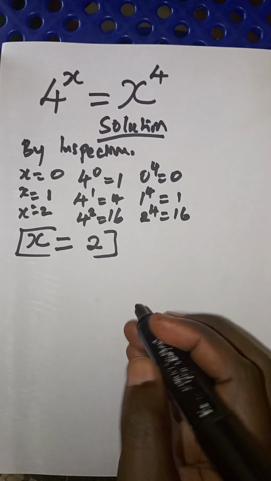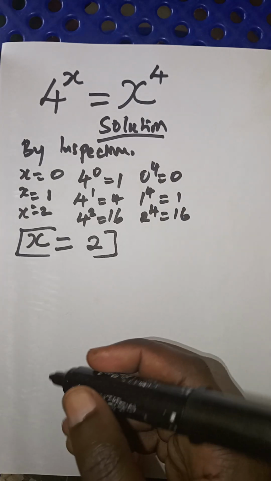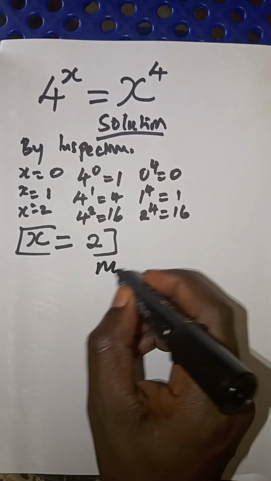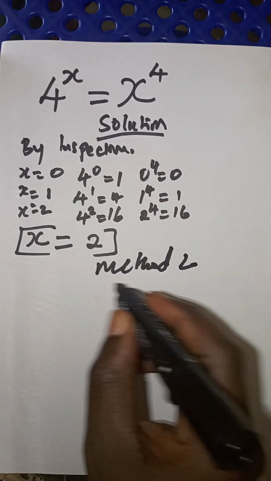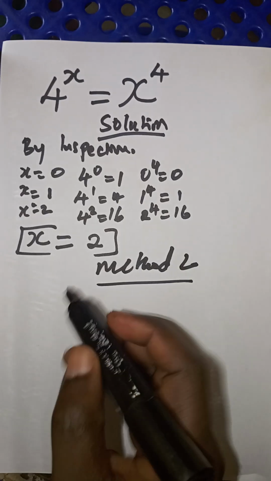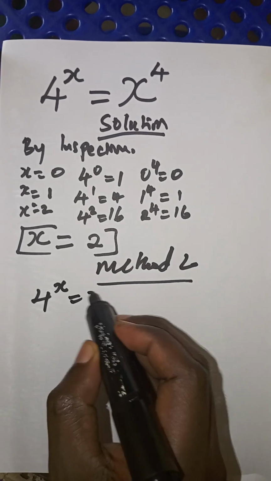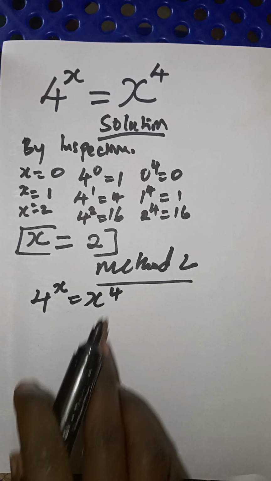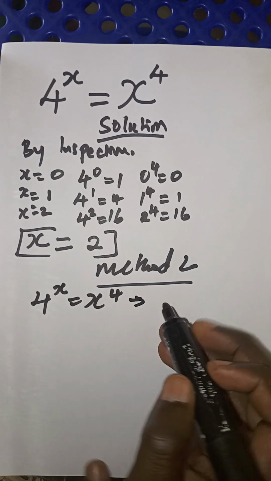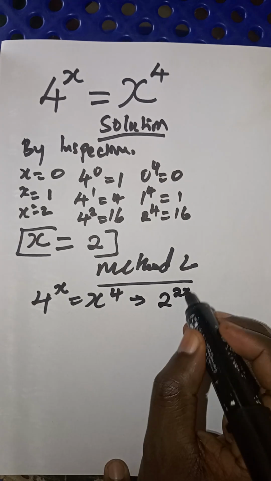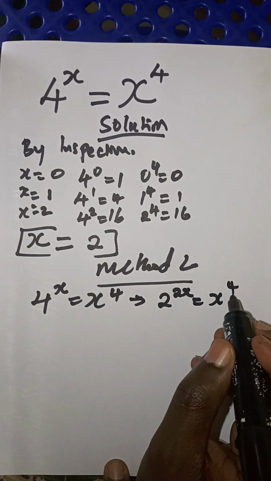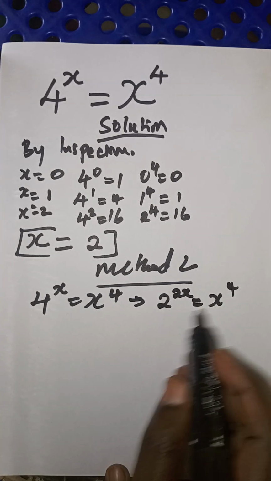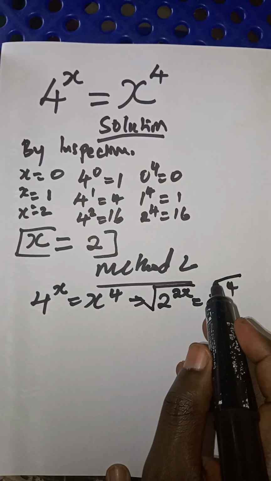We're going to go ahead and solve it even using the Lambert W function. So the second method, I'm going to call it method 2. I'll start with 4 raised to power x is equal to x raised to power 4. This can be written as 2 raised to power 2x is equal to x raised to power 4. Then I can comfortably take the square root on both sides.